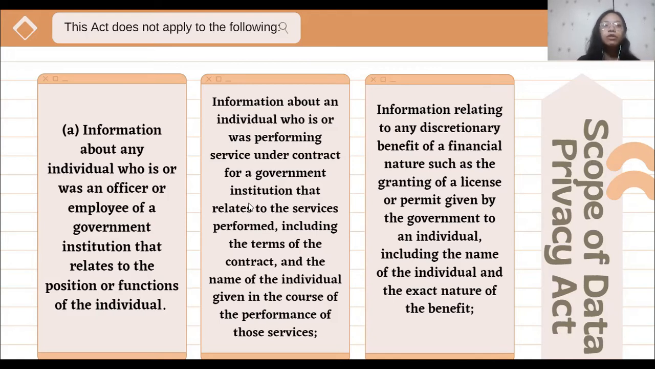Now, next is information relating to any discretionary benefit of a financial nature, such as the granting of a license or permit given by the government to an individual, including the name of the individual and the exact nature of the benefit. Here, those agencies who give us our benefit information, like the information in our different IDs, of course, they will see our information. It is inevitable, right? Because they will encode it somewhere so that in case we forget or lose it, they are able to retrieve it.